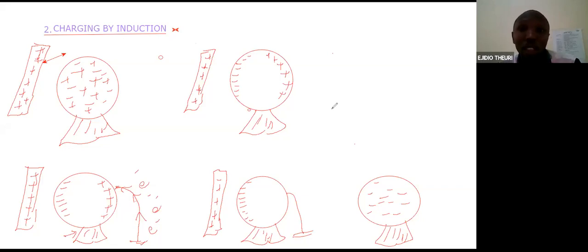Separation, sorry. That one should be charging by separation. You cannot separate what is not in contact. So number 3, we write number 3, charging by separation. So this one is the simplest. In charging by separation, the first thing is to have two bodies that are in contact.